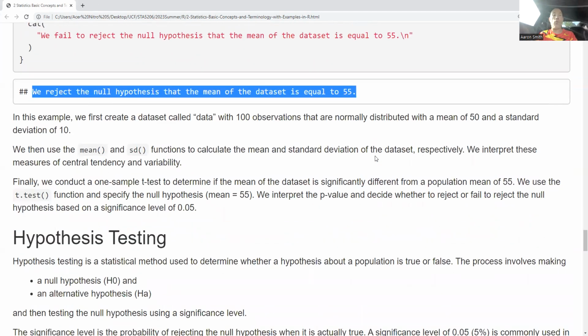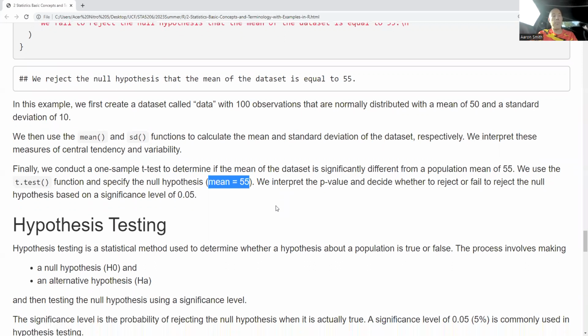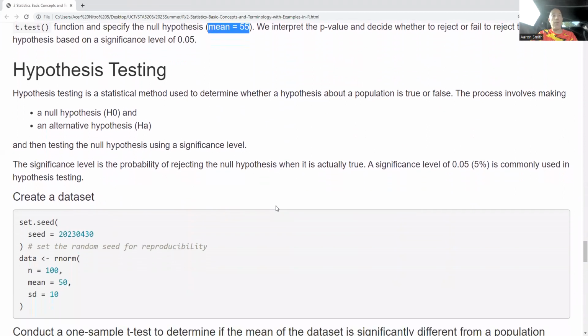So in this example, we first created a data set with 100 observations that was normally distributed with a true population mean of 50 and a standard deviation of 10. Then we used mean and standard deviation to calculate those values. And then we interpreted what was going on. And then we used the t-test to evaluate the possibility that the true mean is equal to 55. And we rejected the null hypothesis in favor of the alternative, concluding that the true population mean does not equal 55. All right, so now hypothesis testing.